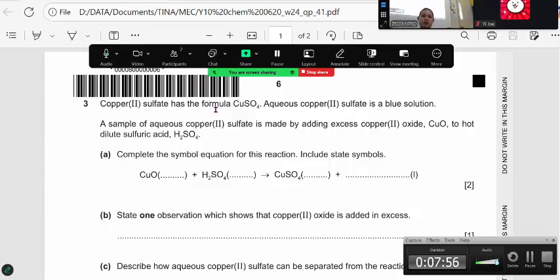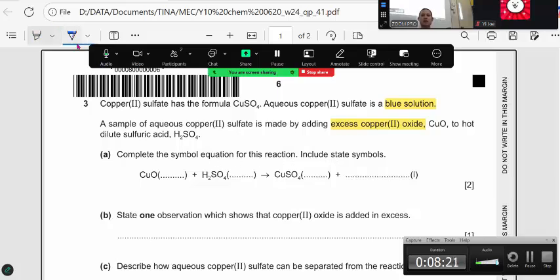Copper(II) sulfate has the formula CuSO4. Copper(II) sulfate is a blue solution. A sample of aqueous copper(II) sulfate is made by adding excess copper(II) oxide to hot sulfuric acid. Complete the symbol equation for this reaction, including the state symbols. This one you should know. Here is the acid and here you put the copper(II) oxide. So copper(II) oxide solid, sulfuric acid.